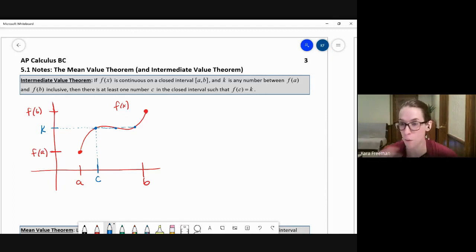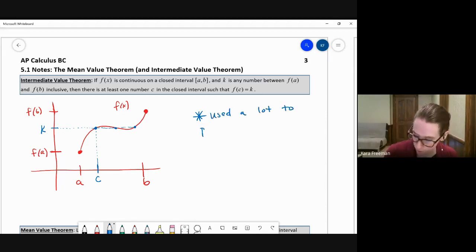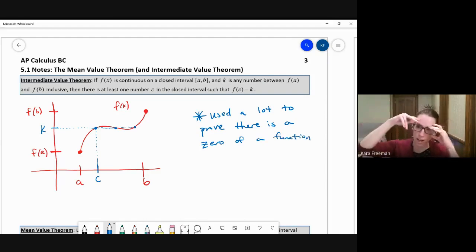Okay, it's that simple. What, however, this is used a lot for, and if you want to go back to historical math here, this is used a lot to prove there is a zero of a function. So think before calculators, think way, way back when, and they're trying to find zeros on these graphs.